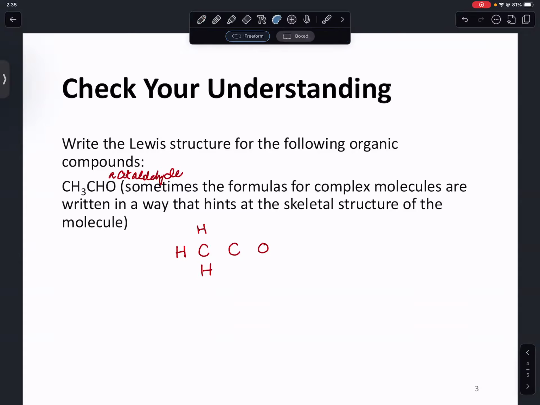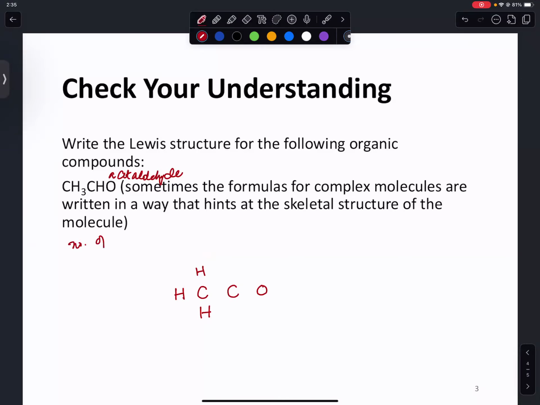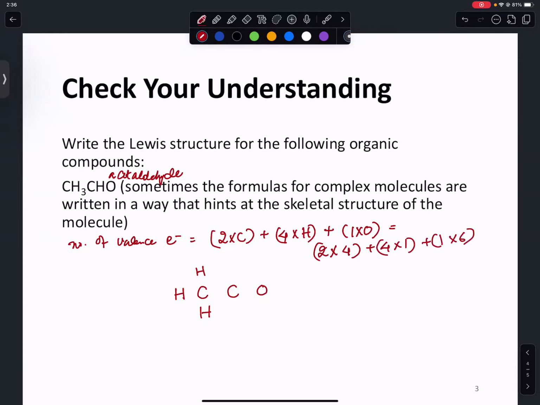Now, I forgot to count out the number of valence electrons. So we can say the number of valence electrons equals 2 times carbon plus 4 times hydrogen plus 1 times oxygen. This gives me 2 times 4 plus 4 times 1 plus 1 times 6, so I'm just multiplying by the number of valence electrons. I have here 8 plus 4 plus 6, which gives me 18 valence electrons.